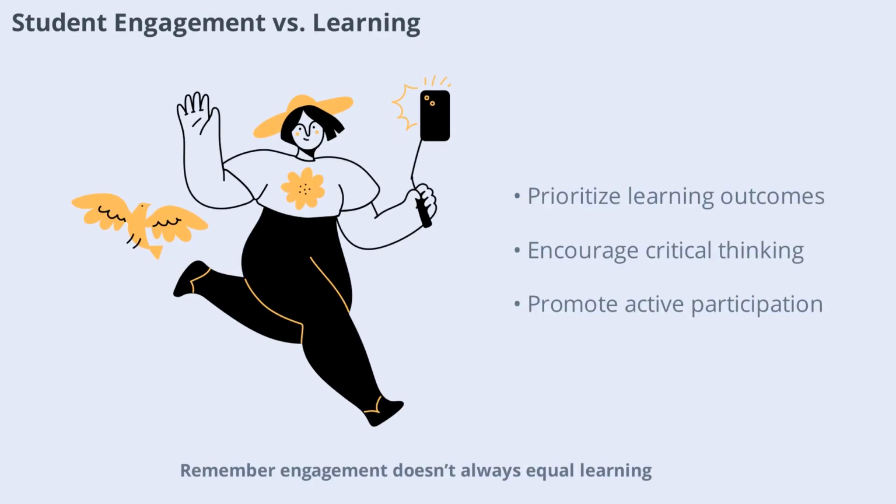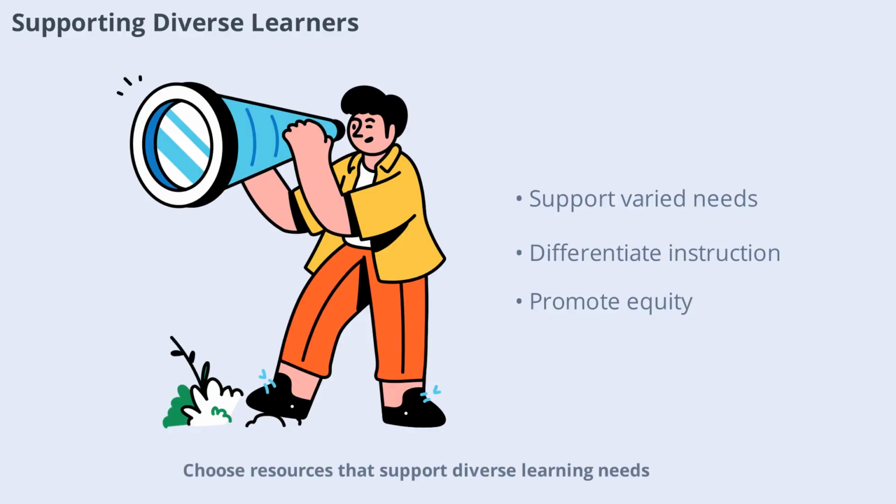Remember, engagement doesn't always equal learning. Some resources are fun, but don't promote the target thinking skills. Focus on materials that encourage active participation and critical thinking. Choose resources that support diverse learning needs. Look for materials with multiple entry points, varied formats, and options for differentiation. This ensures all students can succeed, regardless of their starting point.